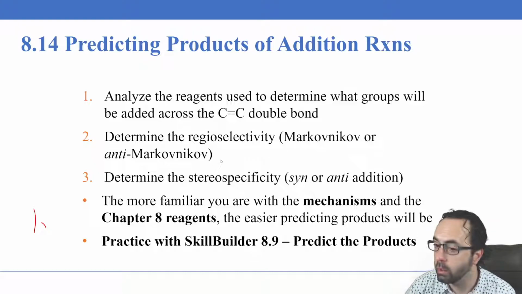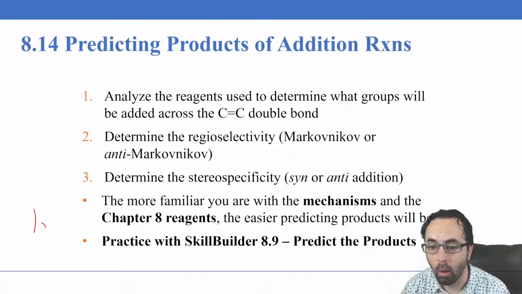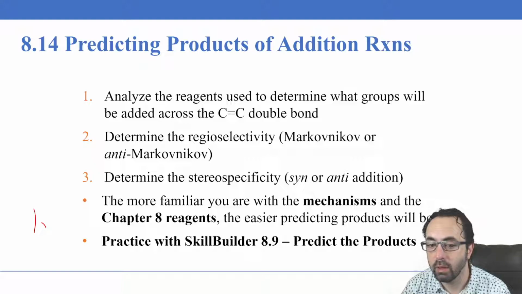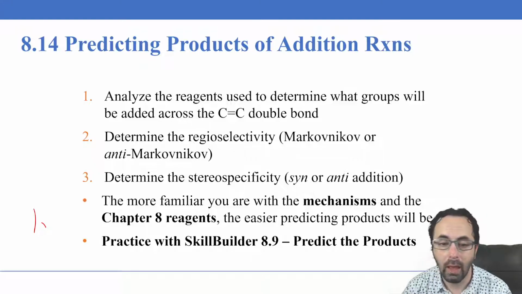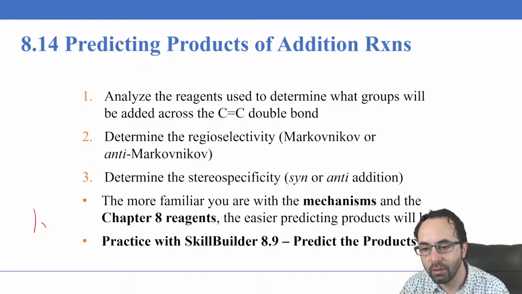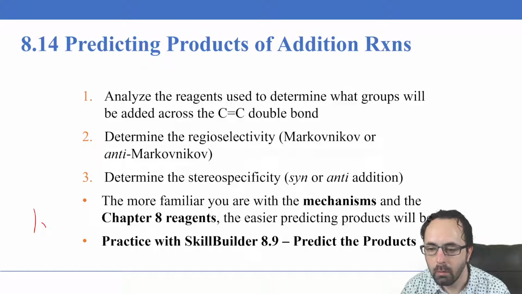For example, when we're doing hydration, if we want the Markovnikov addition, we'll do the standard acid-catalyzed hydration. However, if we want the anti-Markovnikov regiochemistry, we're going to want to use the hydroboration oxidation. That's the one with BH3·THF, then H2O2, NaOH as the second step.